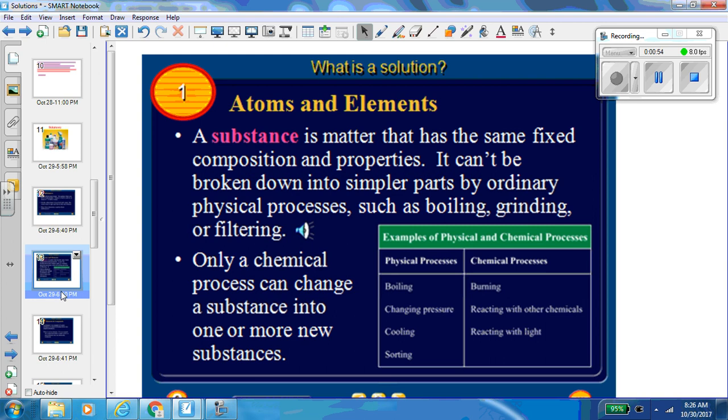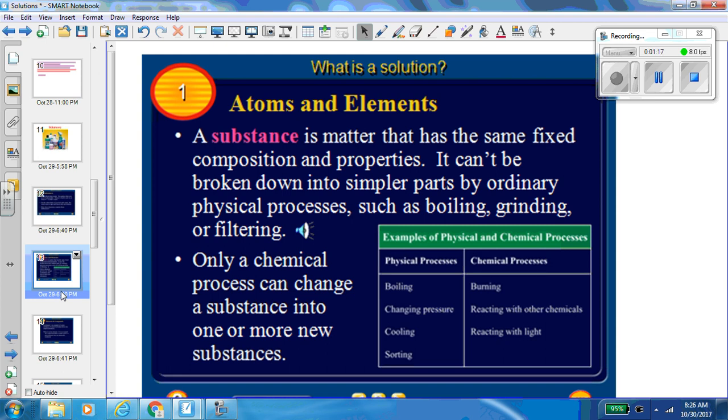Well, let's talk about a substance first. A substance is matter that has the same fixed composition and properties. And remember, composition is how something is made. What is it made of? So matter that has a fixed composition is what we would call a substance, or sometimes referred to as a pure substance. It can't be broken down into simpler parts by ordinary physical processes, such as boiling, grinding, or filtering.